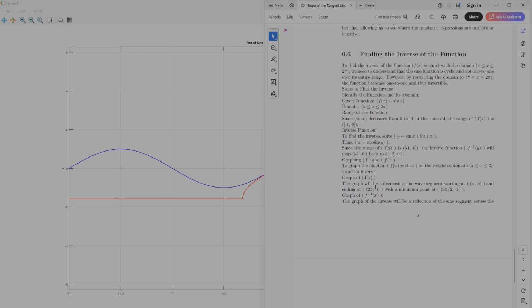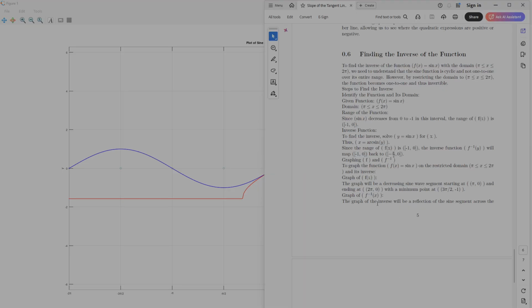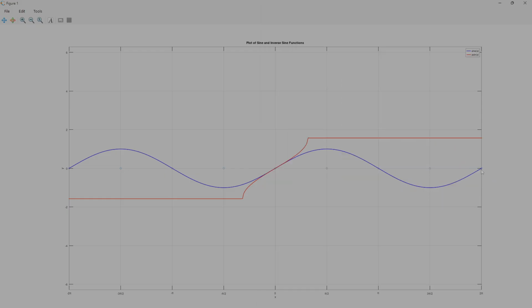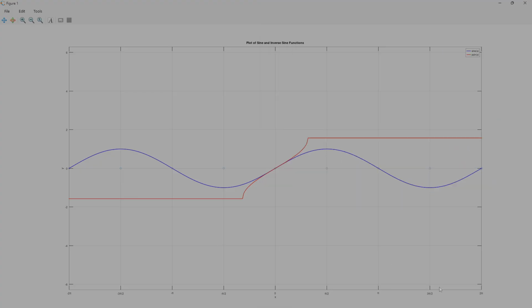So it says the graph of f of x will be decreasing starting from (pi, 0), so pi, 0 here, and ending at (2 pi, 0). It will end here. And the minimum will be at (3 pi over 2, -1). So it will be here.